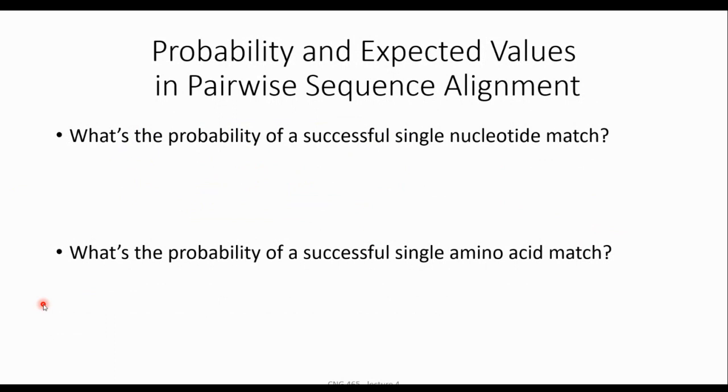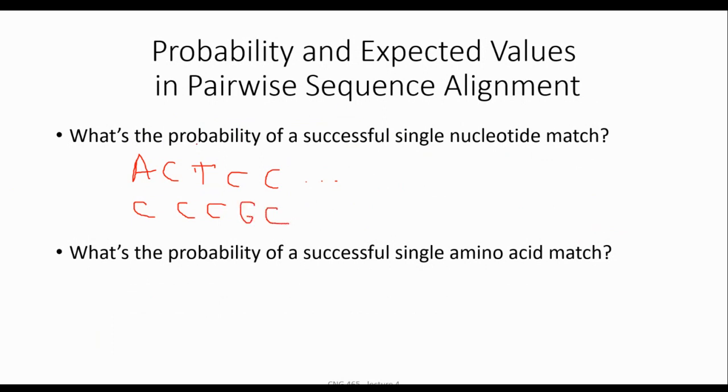Probability and expected values in pairwise sequence alignment. What's the probability of a successful single nucleotide match? So let's say I have a sequence of nucleotides. This is the first sequence, for example, and it continues. When I put 3 dots, it means that it continues. I use the same method in our assignment. And for example, this one, we have this.